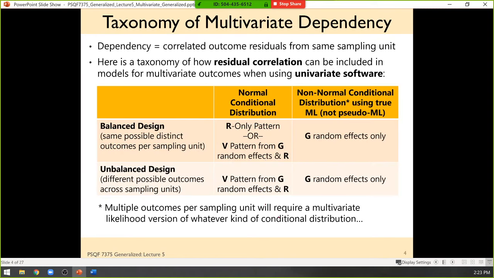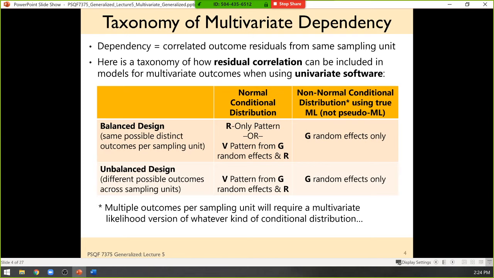So here's my attempt at giving you a framework for what is available to you based on what kind of model you're fitting. So the big picture is dependency. If you have more than one outcome from the same sampling unit, we have to find a way to tell the model that the outcomes from the same unit are correlated. That's what we have to be able to do.